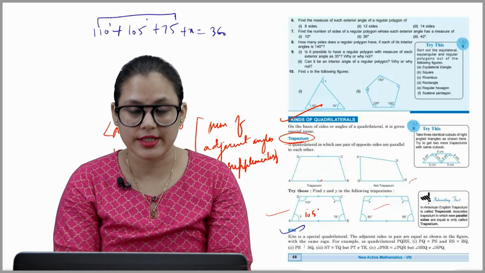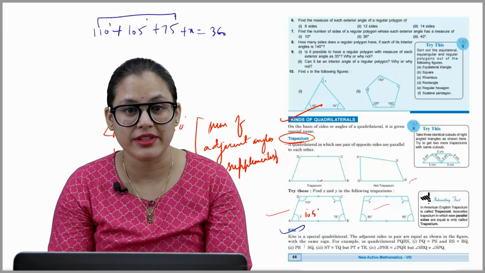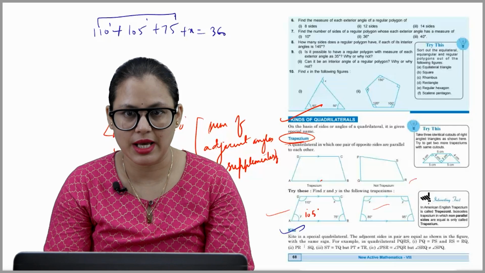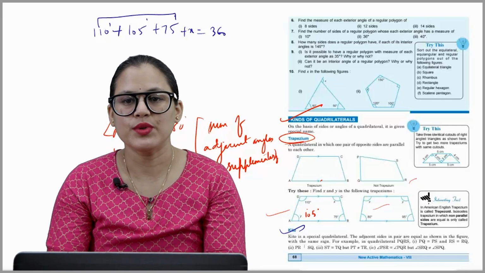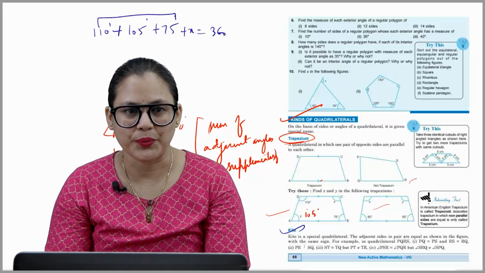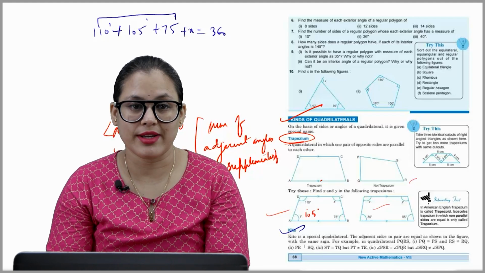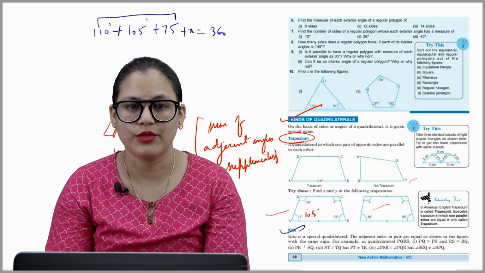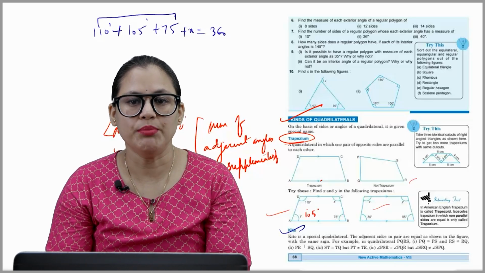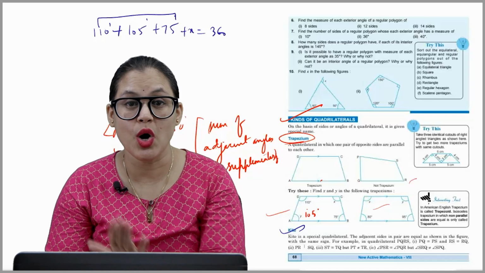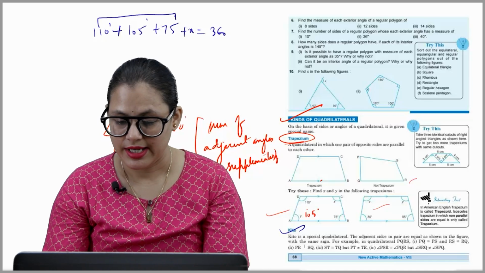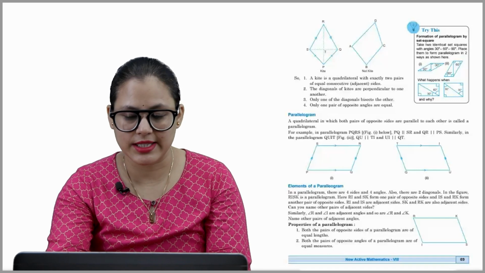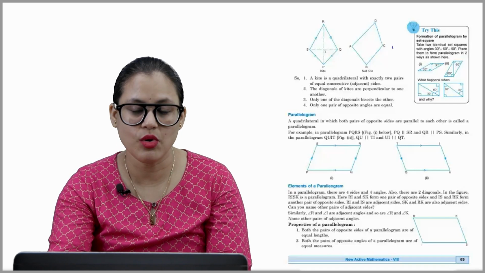Now kite. Kite is a special quadrilateral. The adjacent sides in pairs are equal, as shown in the figure with the same sign. For example, in quadrilateral PQRS, PQ is equal to PS and RS is equal to RQ. Second, PR is perpendicular to SQ. Third, ST is equal to TQ but PT is not equal to TR. Four, angle PSR is equal to angle PQR but angle SRQ is not equal to SPQ. Okay, see in this picture, right? This side is equal to this side and this side is equal to this side, but this is not a kite.